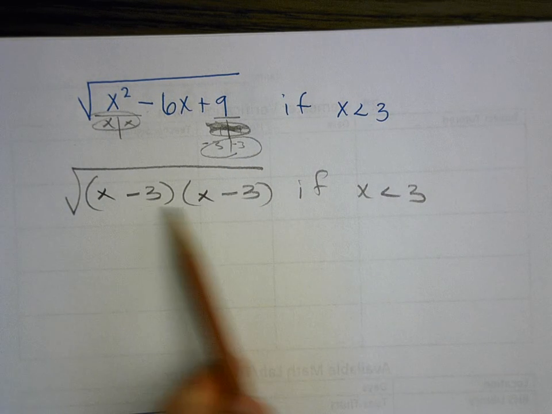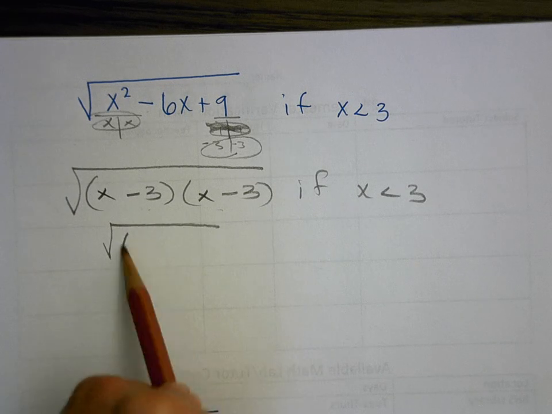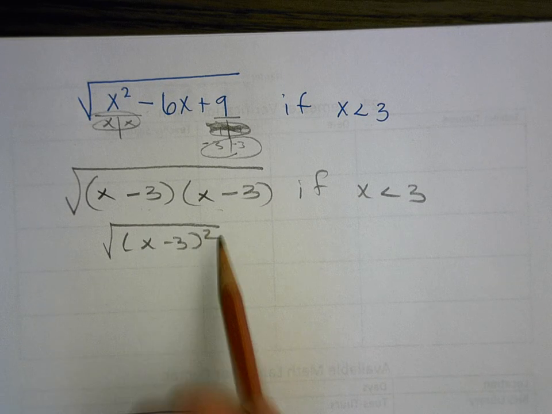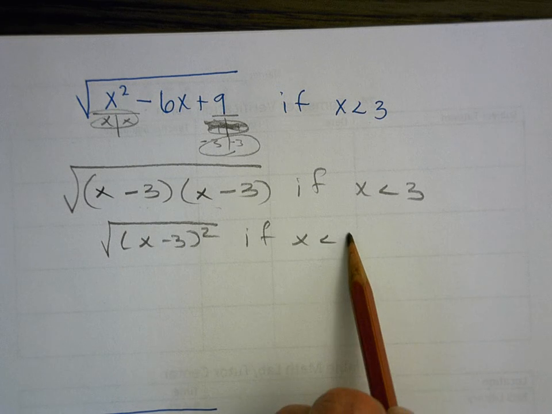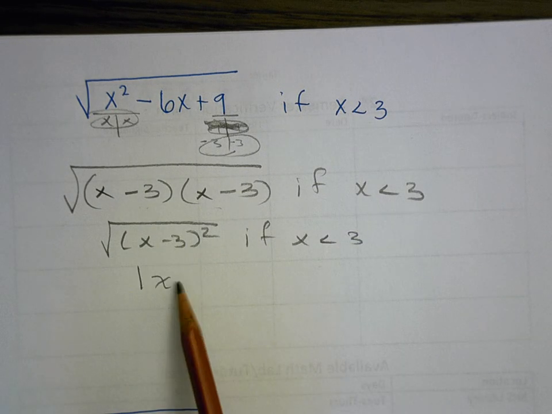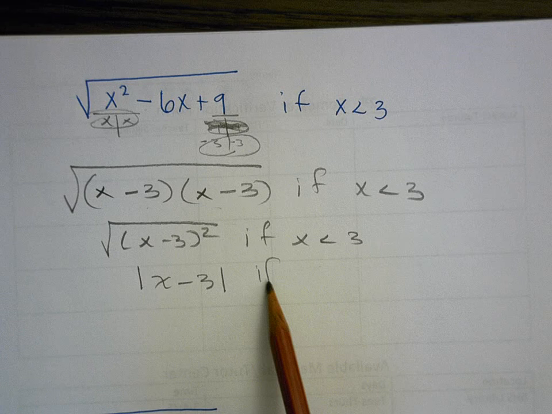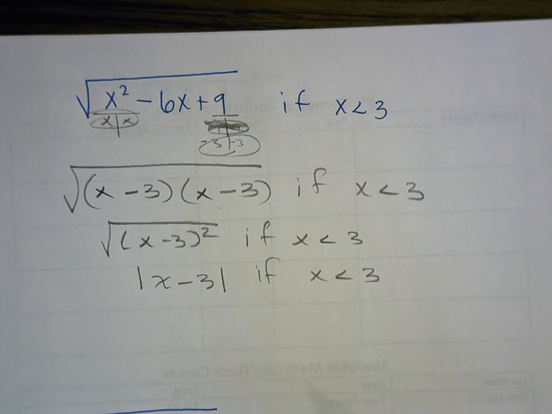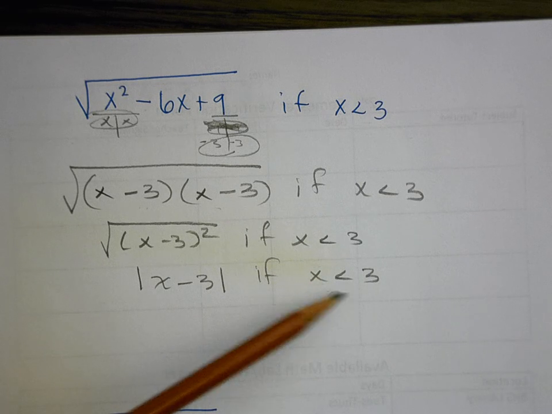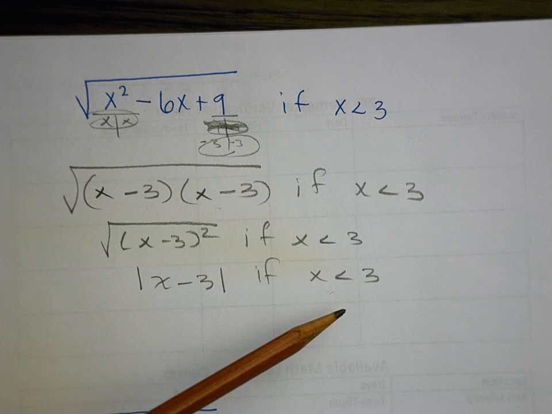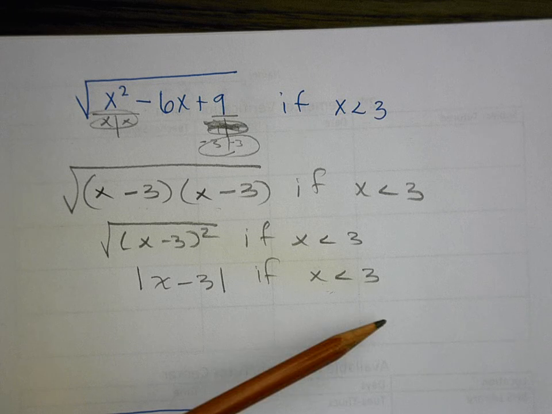If I have the same factor twice, I can write it as a squared. And then the square root of something squared is absolute value. But we are still not completely simplified. So we are given this domain restriction for values of x less than 3. So that would be numbers like 0, 1, 2, all of those numbers are less than 3.